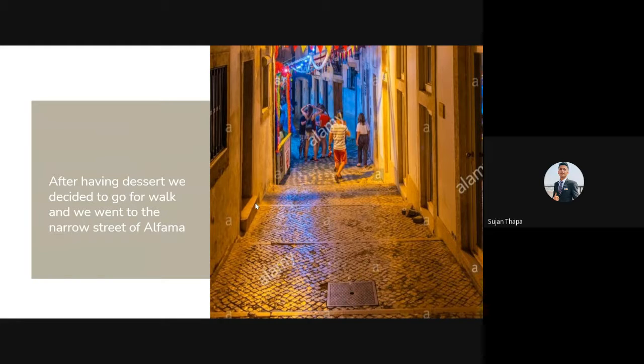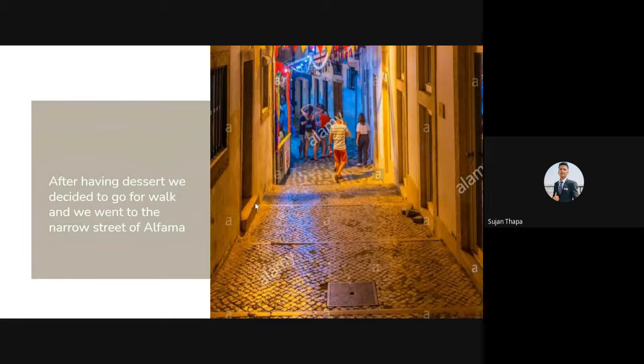We get lost in the narrow streets of Alfama. Alfama is the oldest neighborhood of Lisbon, though the rows of tall pastel buildings with their delicate tiles and wrought iron balconies were interspersed with loud bursts of street art. This was the best moment we had in France.